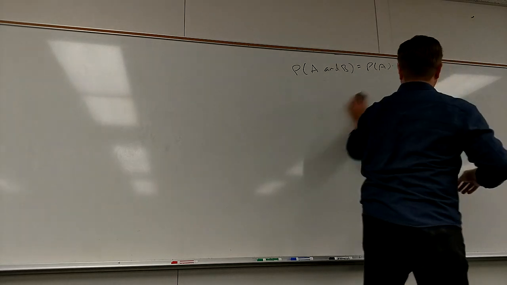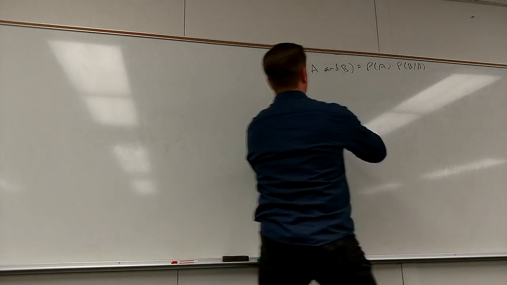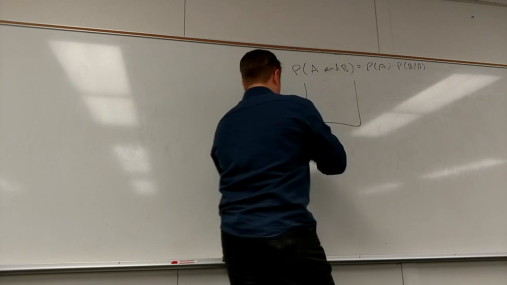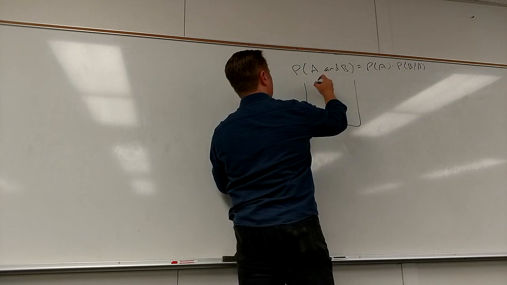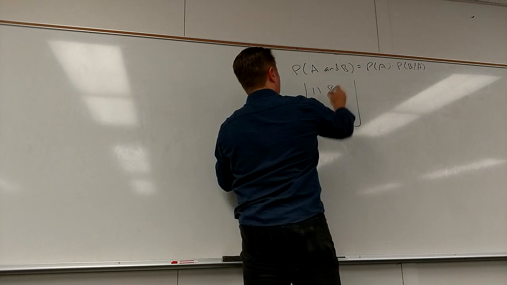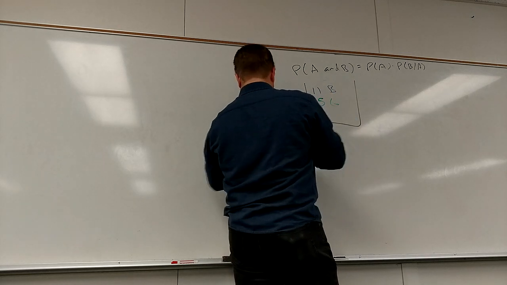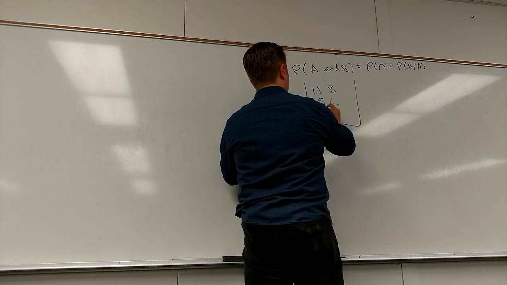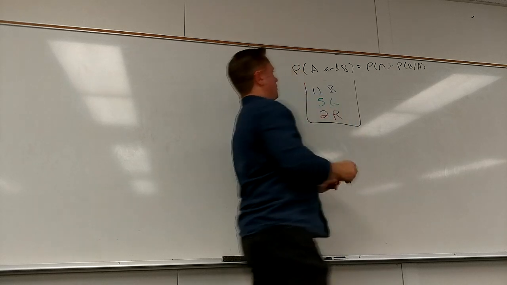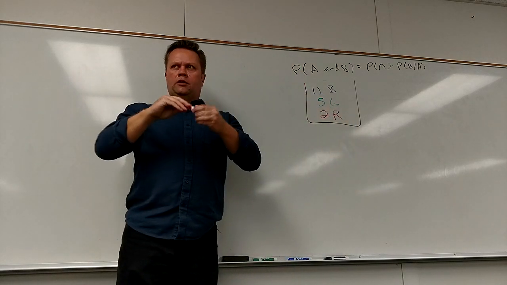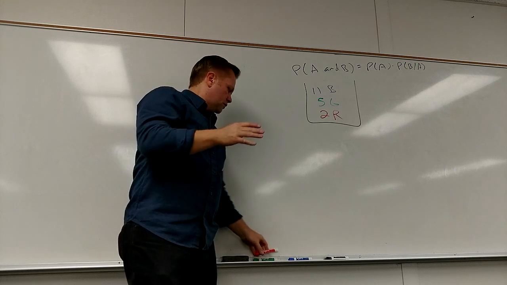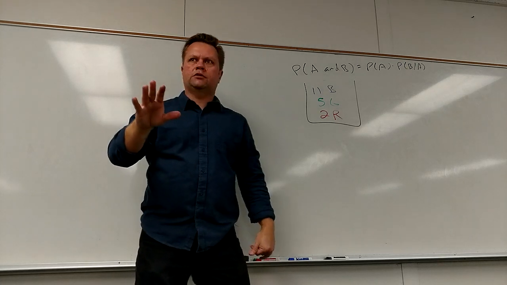So let me set up a classical problem here. Let's say I have, well, it can be all color coordinated too, 11 blue poker chips, 5 green poker chips, and 2 red poker chips, and a bag, right? A classic probability question.